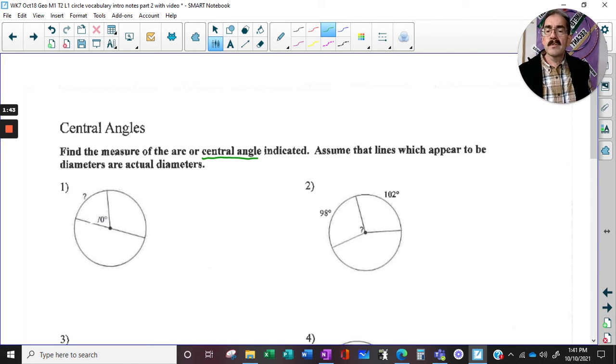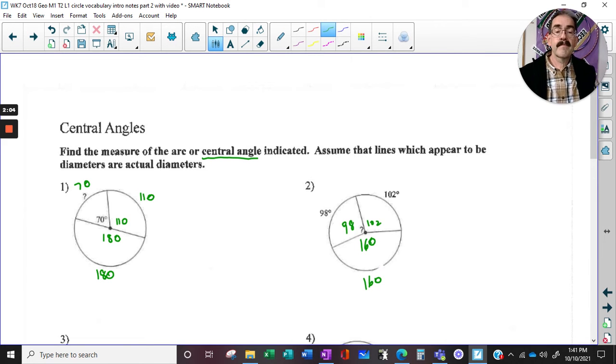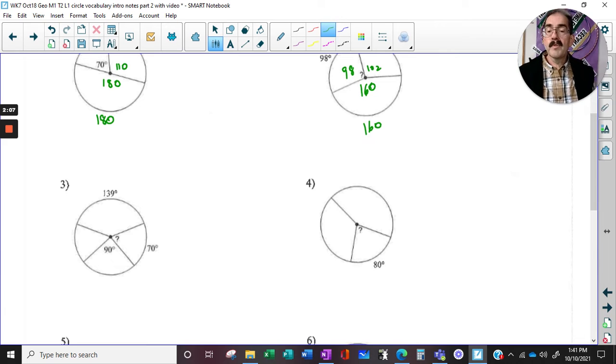central angle. 70, 180, and 110, 180. Okay, 98. 102, 360, 200, 160. All right. 139, 70, 90. And we'll have 139, 70, and 90.